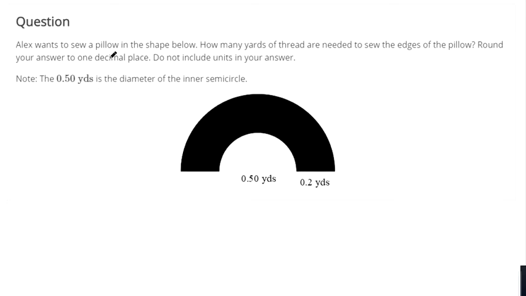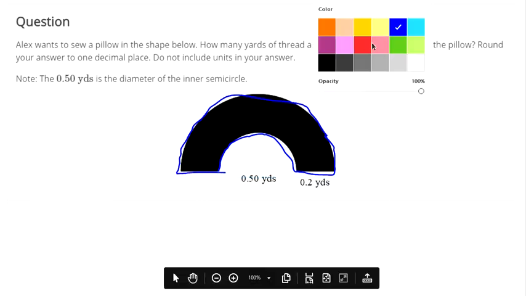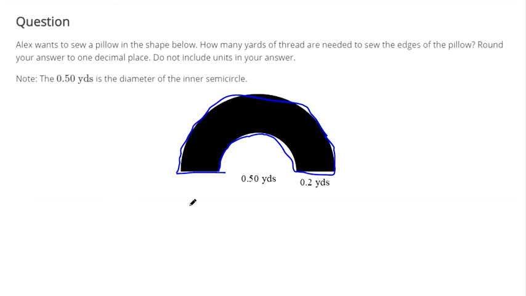Alex wants to sew a pillow in the shape below. How many yards of thread are needed to sew the edges of the pillow? Okay, so it's asking for how many yards for the edges of the pillow. So that's something about circumference, right? Circumference tells us how many yards we need to go around the entire circle. So let's start with that.